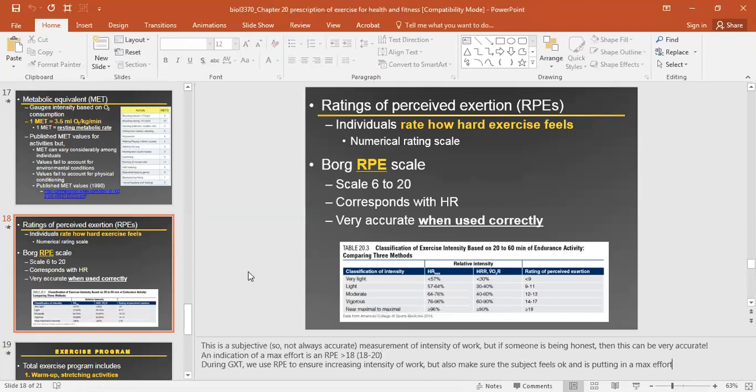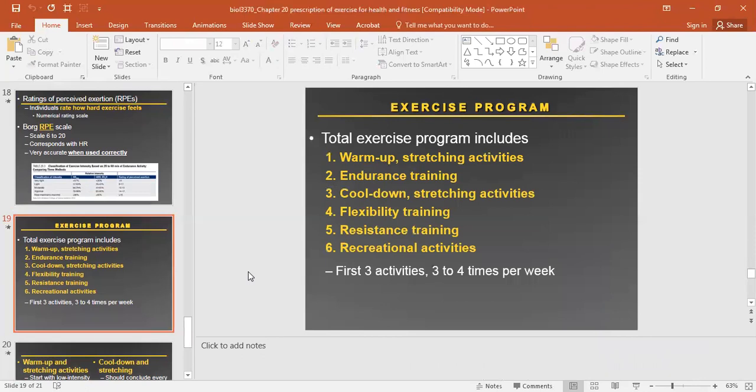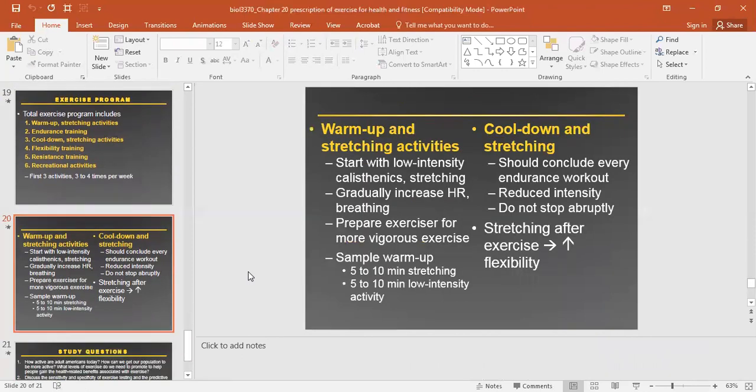There we go. And then to finish up, when you're prescribing exercise in an individual exercise bout, there's 6 things to consider. Warming up and stretching is one of the most important things that you can do. We'll talk about all of these in the next couple of slides. So let's finish up with this. Warming up and stretching is one of the most important things you can do.